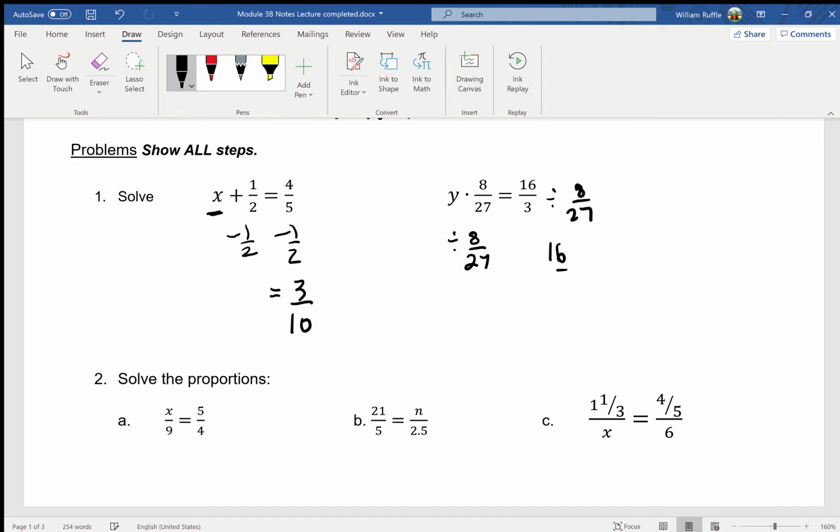Remember, if we're dividing by a fraction, we're really flipping it and then reducing if possible. These are both divisible by 3. These are both divisible by 8. So really it turns out to be 2 over 1 times 9 over 1, which is really just 18. But again, I encourage you to use your calculators.